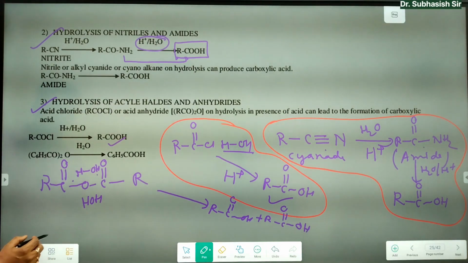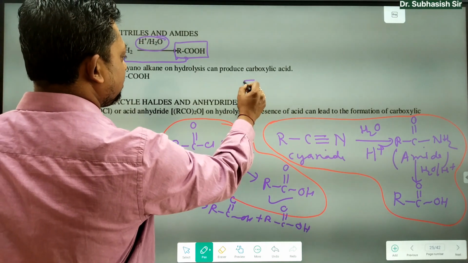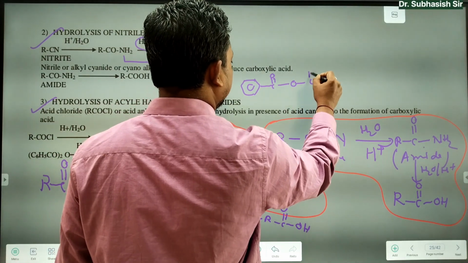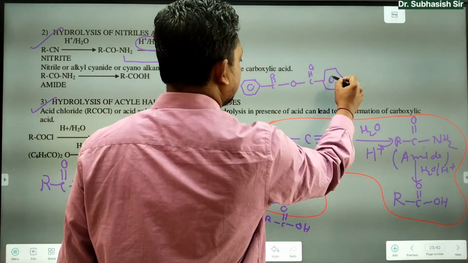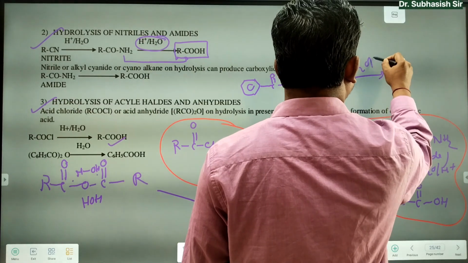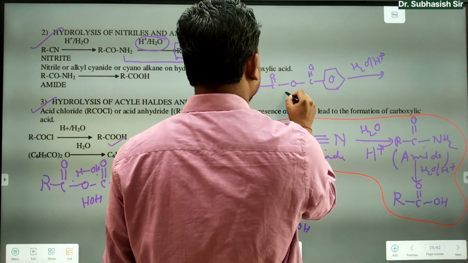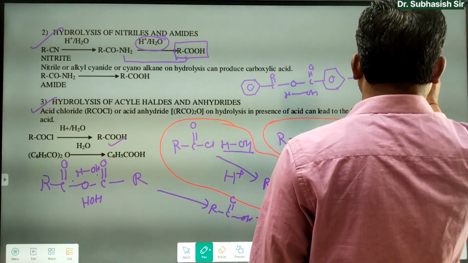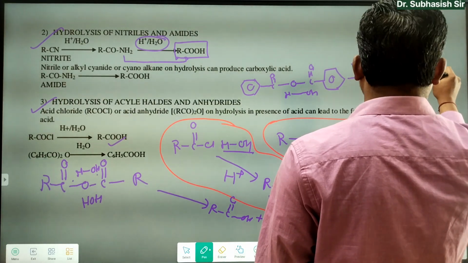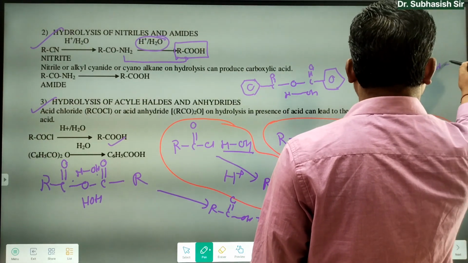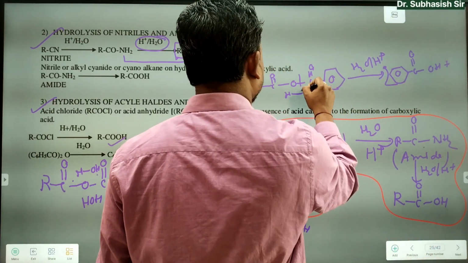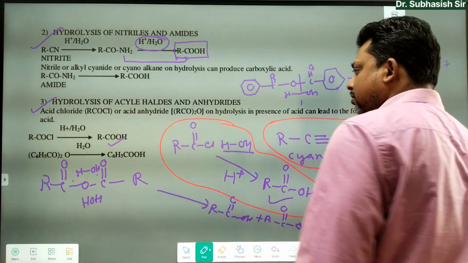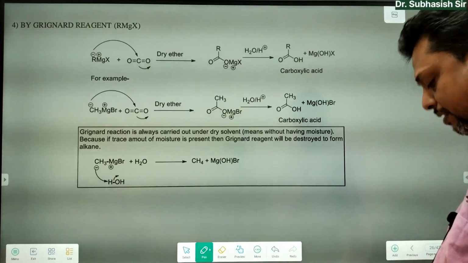RCOOH. Okay, clear? On the other hand, if you have, suppose, this benzene ring, then another benzene ring, if you hydrolyze, you will get what? Benzoic acid. Here also you can see like this. Here one part will take H to form COOH, another part will also take H to form COOH. So you will get a carboxylic acid, right? So next we are going to the next slide.